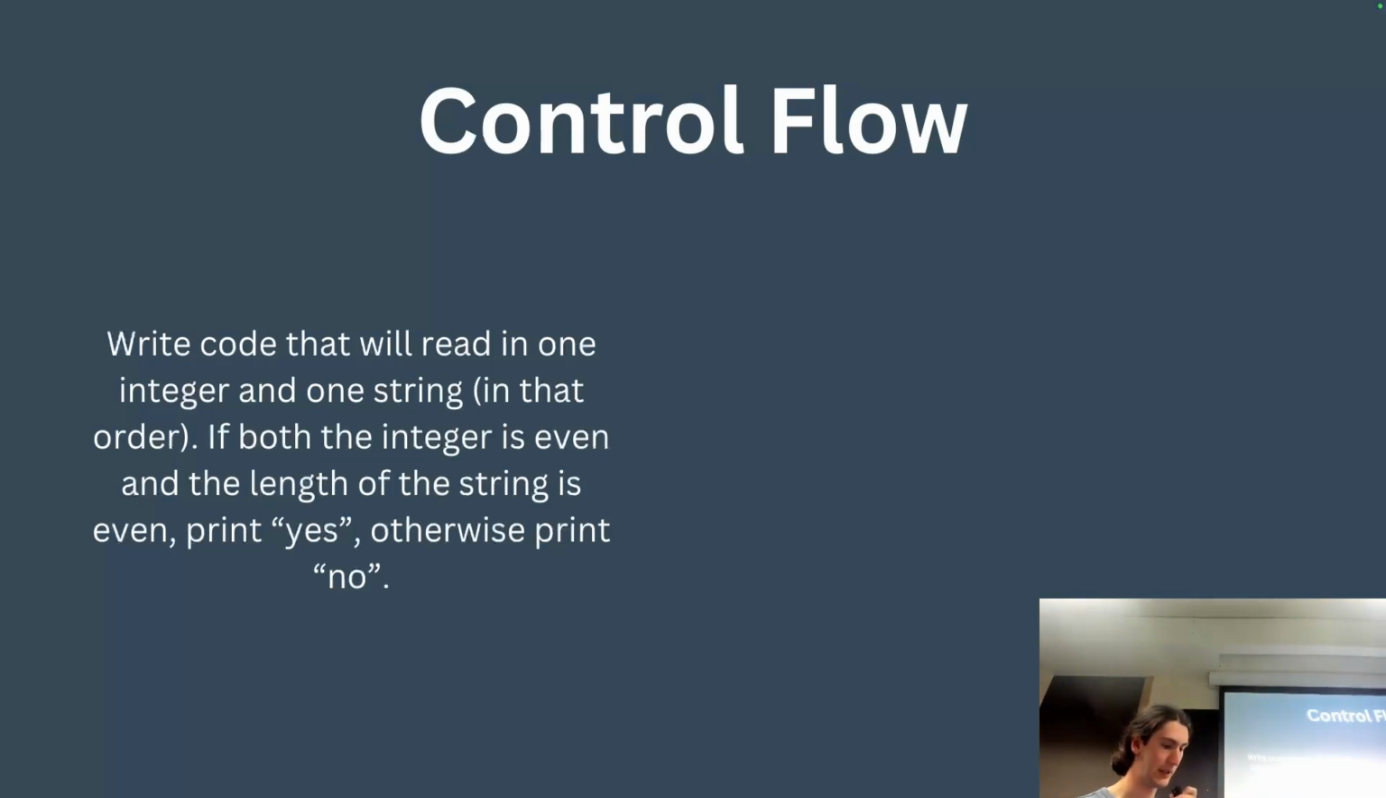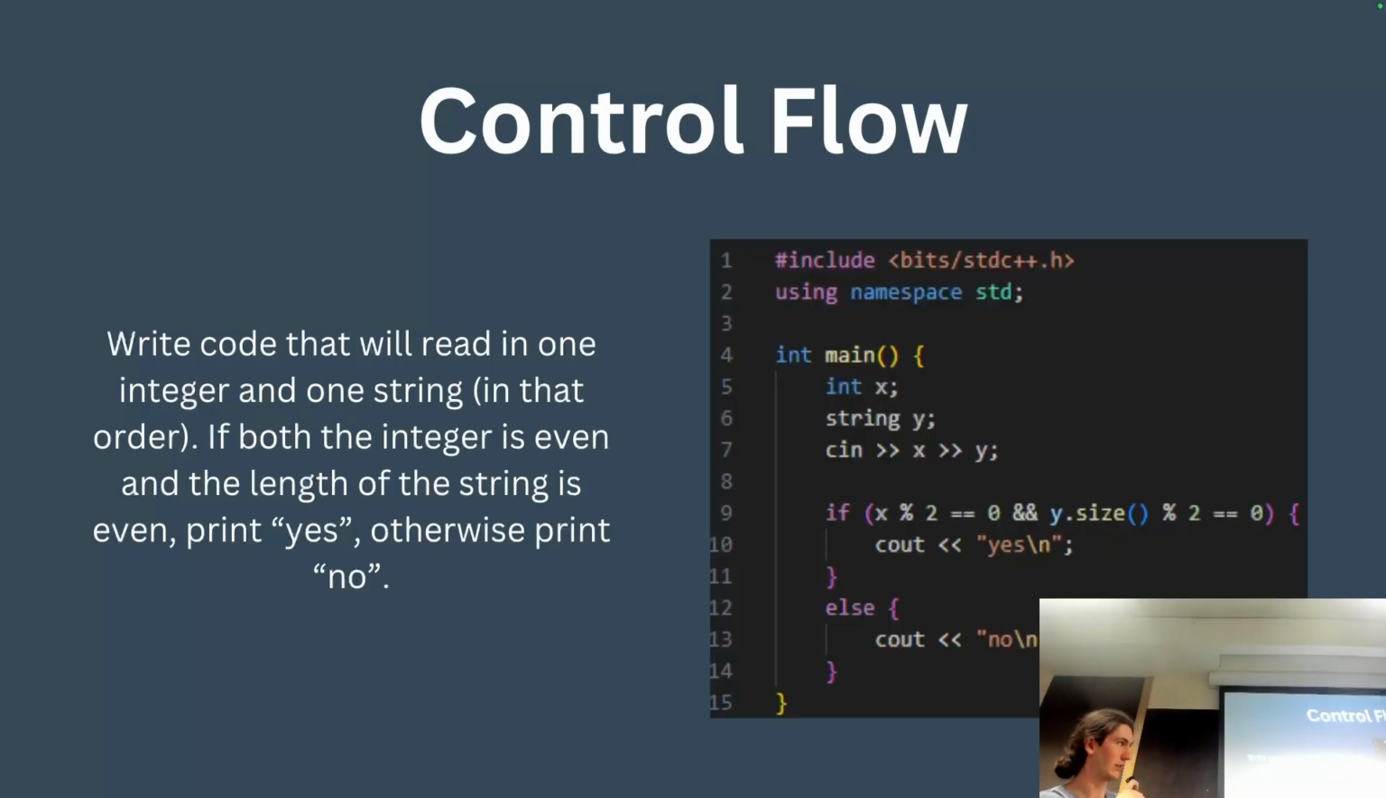Okay, I think everyone's pretty much done there, so I'll go through my solution. I've got my integer and string, which I just defined as x and y, reading in that order, first the integer, then the string. Then using the modulo operator, if the remainder when you divide by 2 is 0, that means it's evenly divisible by 2, so it's even. And then checking that, as well as, using the boolean and operator, y.size. You can also use y.length, which hopefully some of you managed to find on the CPP reference. But checking if that is also even. If both are true, printing yes, otherwise printing no.